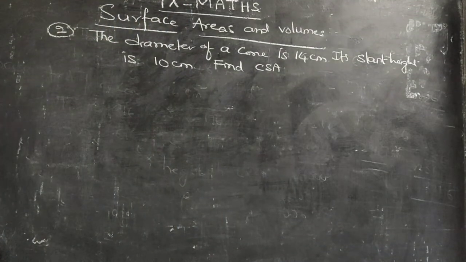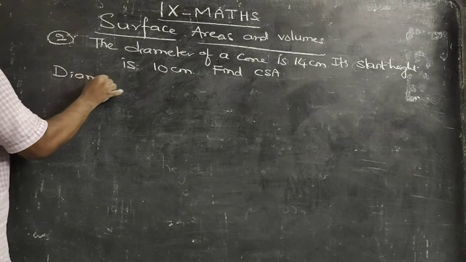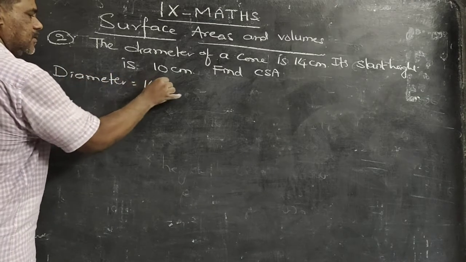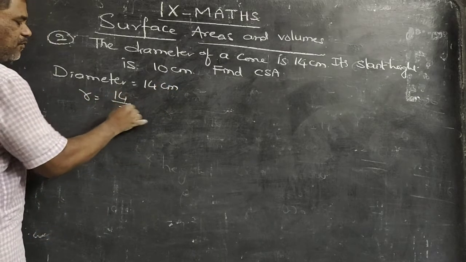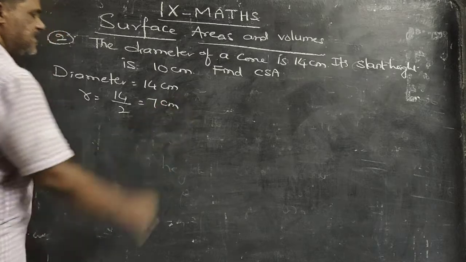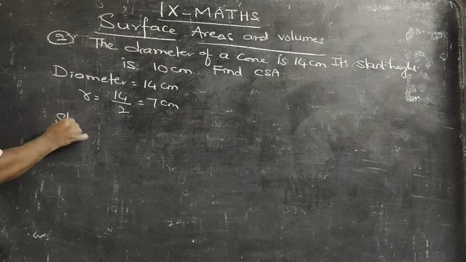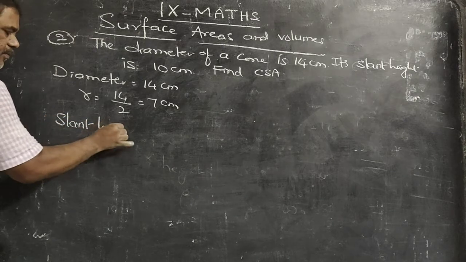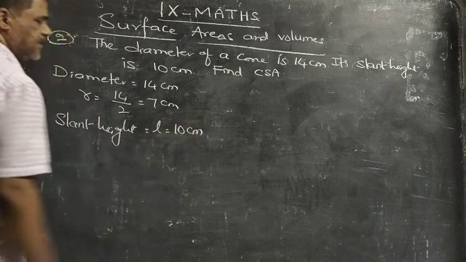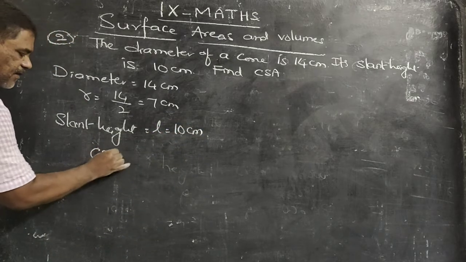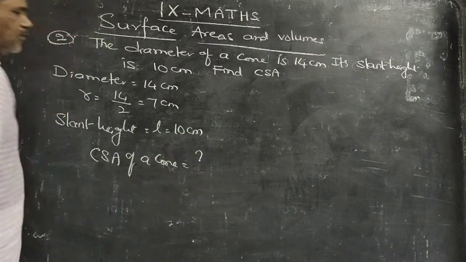The diameter of a cone is 14 centimeters. Here diameter is given as 14 centimeters. Radius is nothing but half of the diameter, so 14 by 2. So radius is 7 centimeters. Slant height is given as 10 centimeters, denoted by L, that is 10 centimeters. Now we should find the curved surface area of a cone.